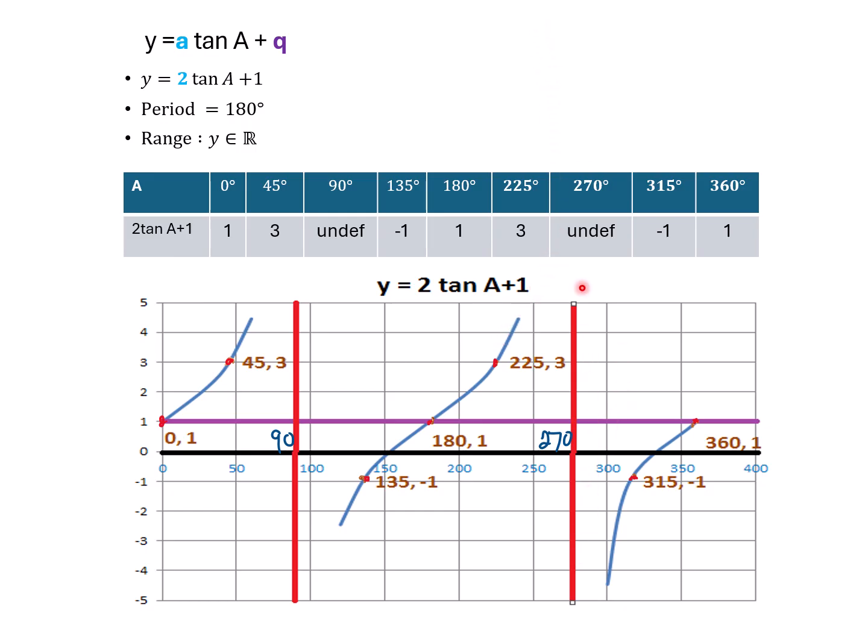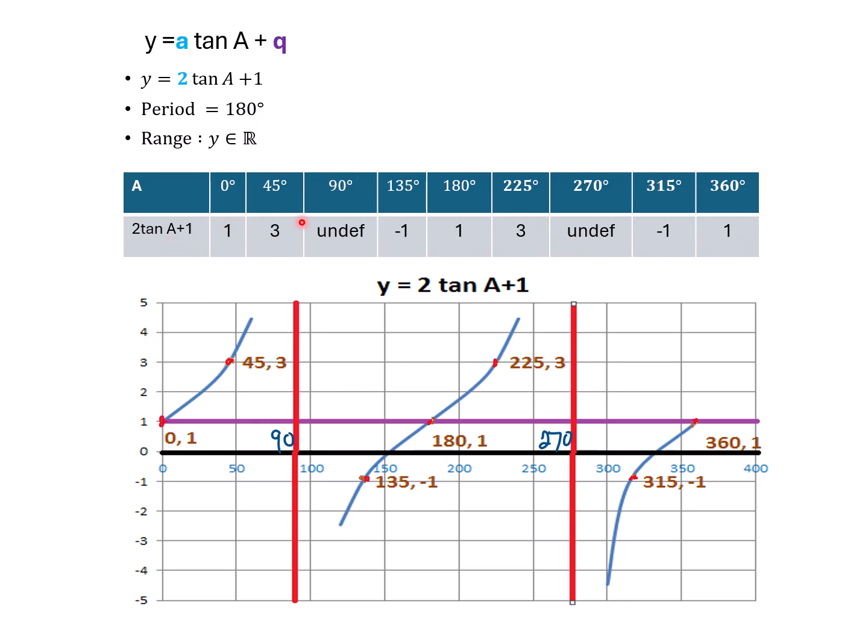The range, as you can see, is that the graph can go all the way up, continuing but not making contact with this red line, and can go all the way down but not making contact with the red line at 90. So y is an element of the real numbers, and you can write y element of negative infinity to positive infinity. To plot the function, you know how to use your Casio and the step function if your teacher has shown you that.